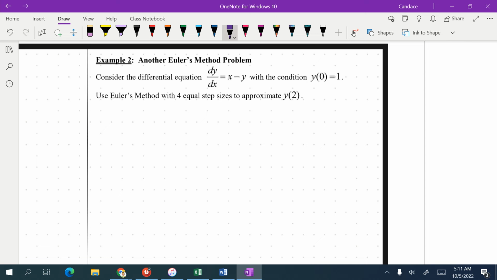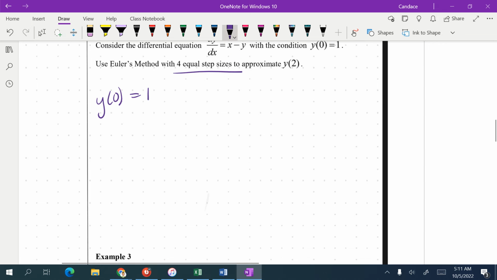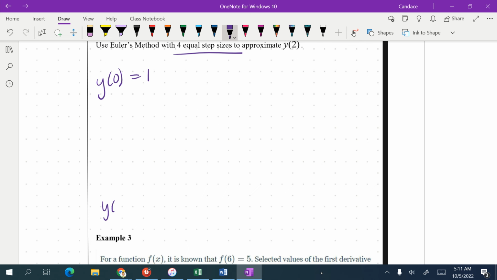So we know the beginning and we know the end. The question is asked a little differently. It tells us exactly how many steps we're supposed to have. So I know that I have to start with y of 0 equals 1, and I have to get all the way to y of 2. So I need to have 4 steps. I'm going to try to figure that out.